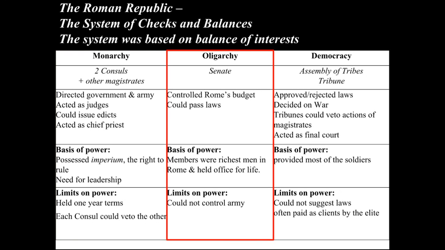Below the consuls were the senators. This group held power like an oligarchy. It was a group, and it varied in size from about 300 to 700 members. They controlled all of Rome's budget, which is a significant power. They could also pass laws, and the members of the Senate were the richest men in Rome. On top of that, they held their office for life. Their only limit was that they could not control the army.